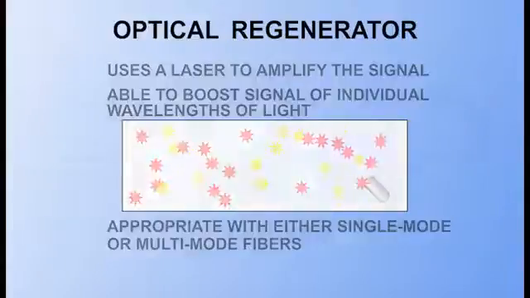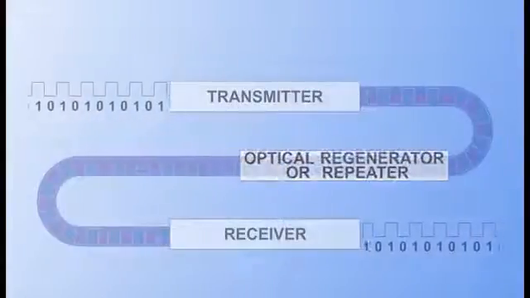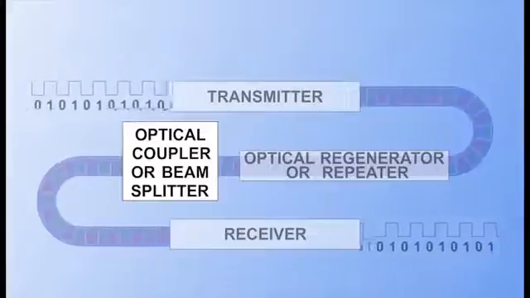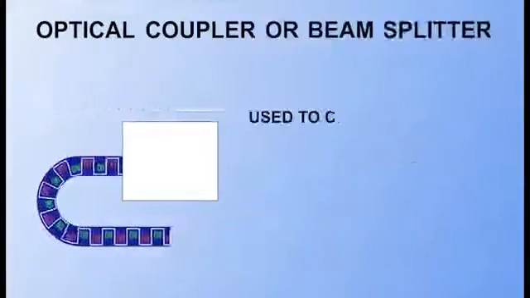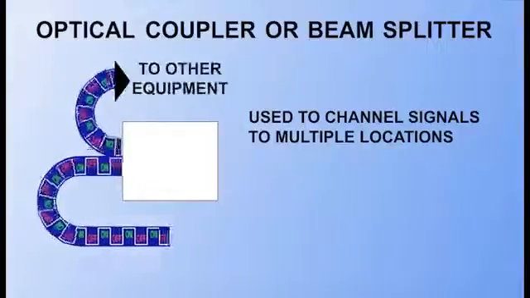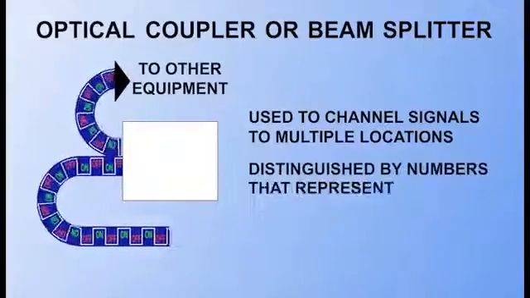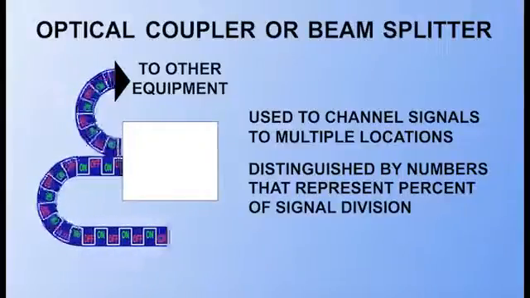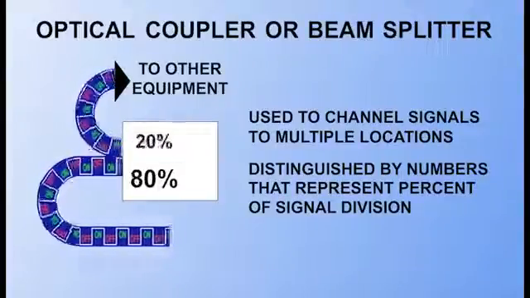Another device that may be added within the system is an optical coupler or beam splitter. This is used when necessary to channel signals to multiple locations. Splitters are distinguished by numbers that represent the percentage of signal divisions, for example, 60-40 or 80-20.